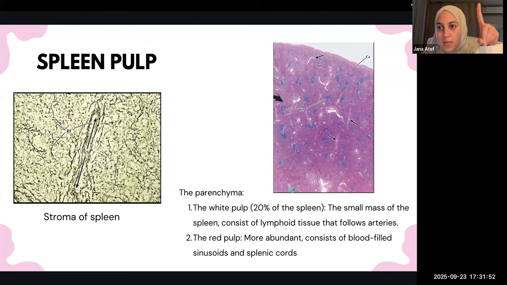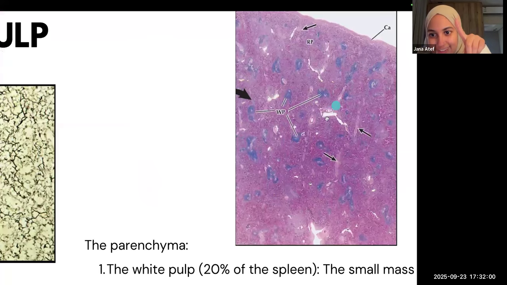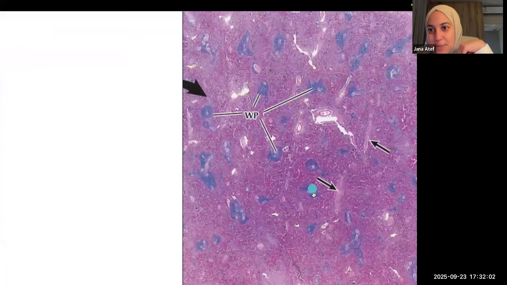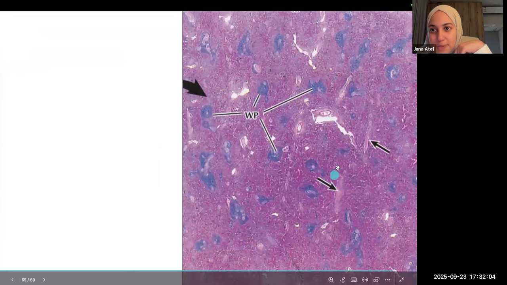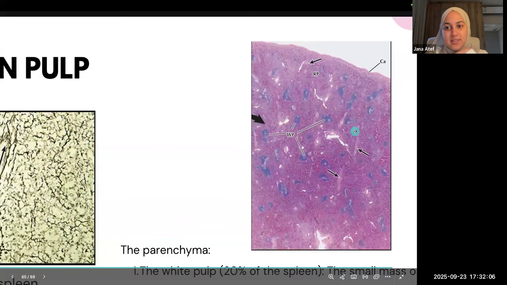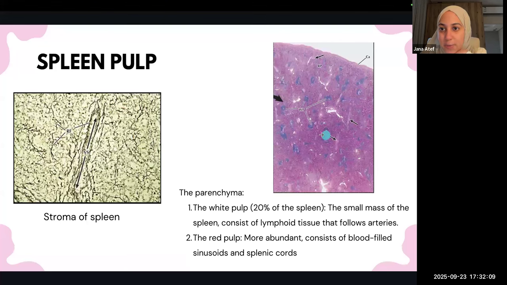It has something called white pulp and something called red pulp, okay? White pulp is about 20%. Don't let the name fool you, guys. It's not actually white, it's blue. This is the white pulp. I don't know why they named it white. Maybe with another stain it's white. But this is the white pulp, and everything else around it is red pulp.